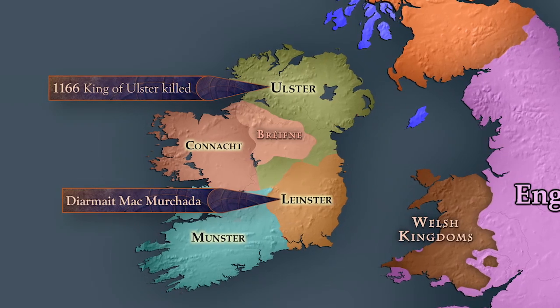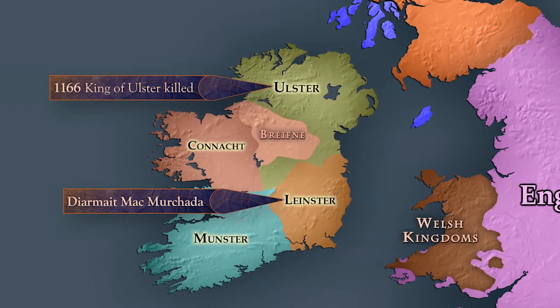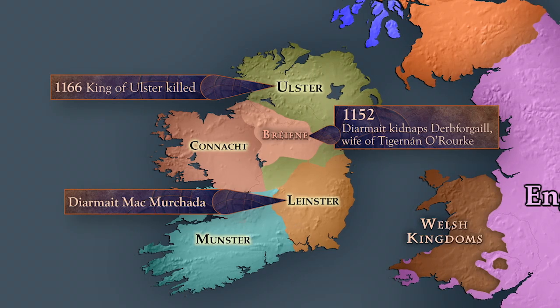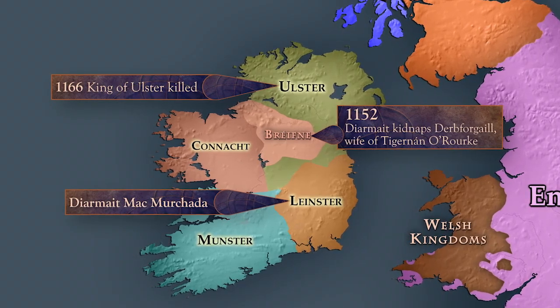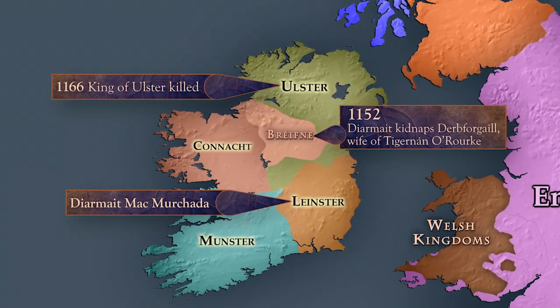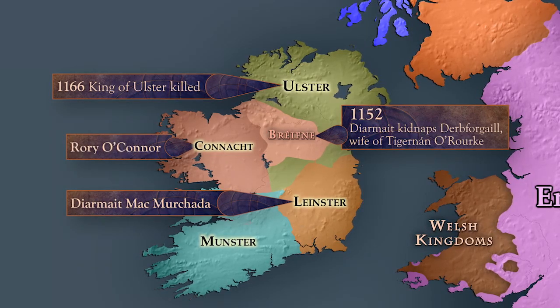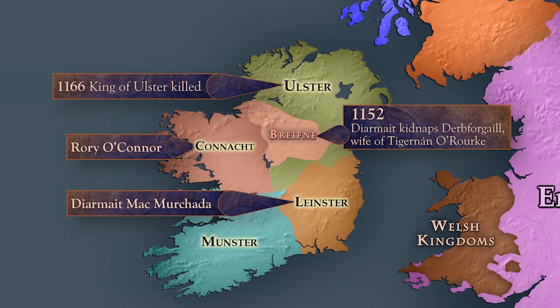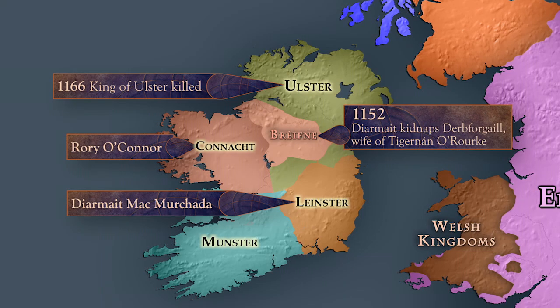One factor may have been a very personal dispute. In 1152, Diarmaid had kidnapped the wife of the King of Breffni, Tigernán O'Rourke, a close ally of Rory O'Connor, King of Connacht, the most powerful ruler in Ireland. Now it turns out that Tigernán's wife, whose name was Dervorgil, sort of wanted to be kidnapped. I guess Tigernán had been mistreating her. So sources say that she conspired with Diarmaid to allow the kidnapping to happen.